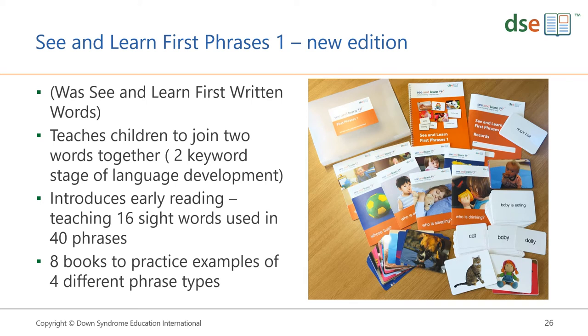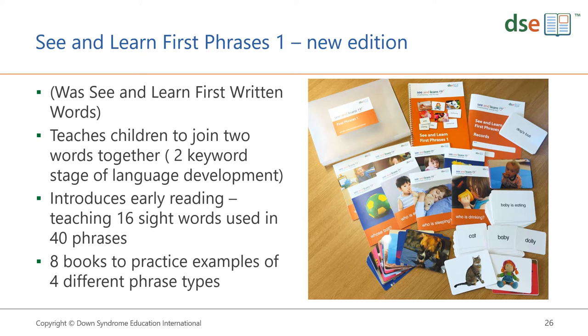If you remember, I told you once children have between 50 and 100 spoken words, they start to join words together. So a child working in Vocabulary 1 who's got that vocabulary may well be at a stage where they can demonstrate they understand 2 keywords together. They can give Dolly a drink, put Teddy to bed, find the big dog. So with early vocabulary, children begin to demonstrate they can link 2 ideas together and want to join 2 words together.